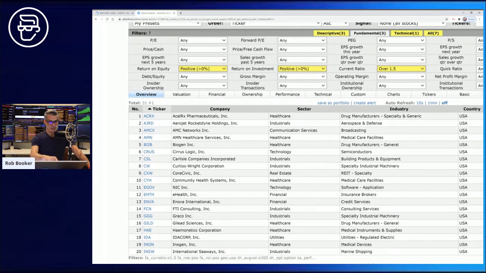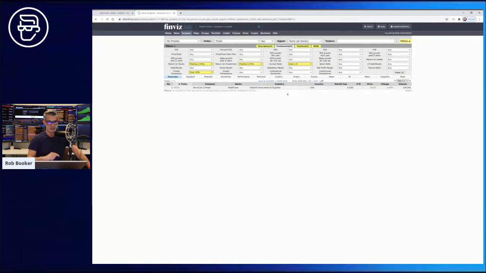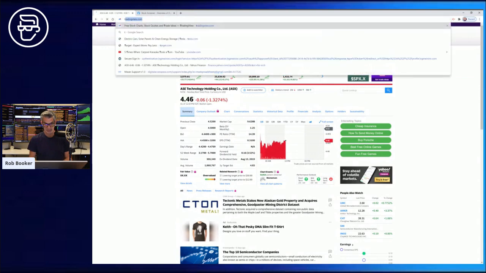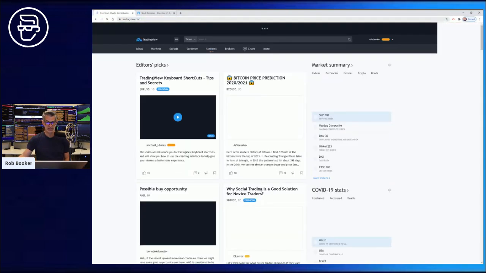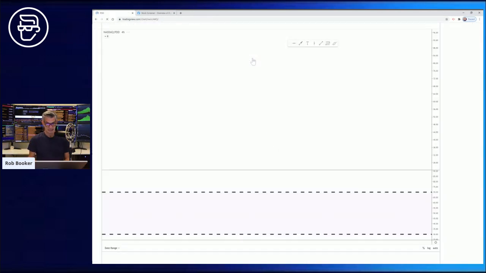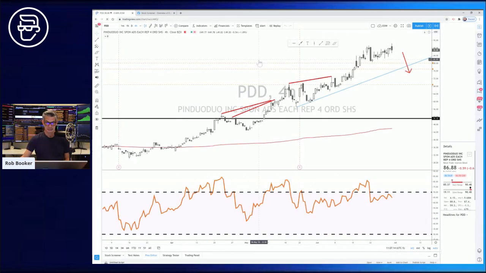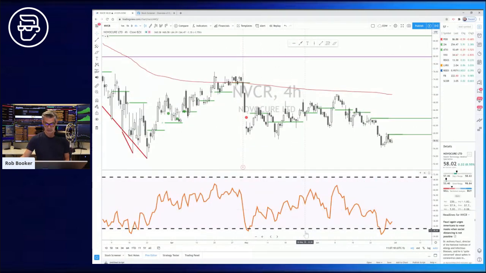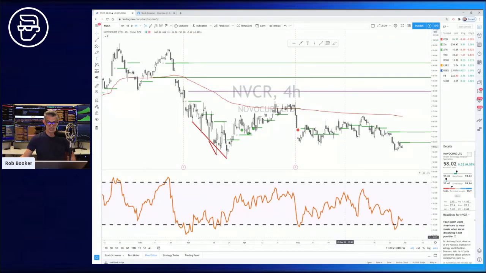Let's go insider ownership over 10%. One stock. That might be too few, but let's just look at NVCR. We'll go to tradingview.com. We'll look at NVCR. Hey, is this a good company with a broken stock? Stock is down. Let's do some drawing here on this.